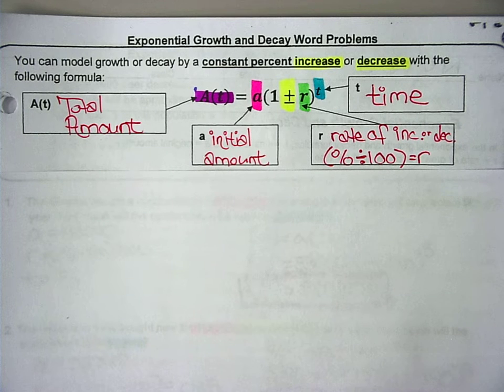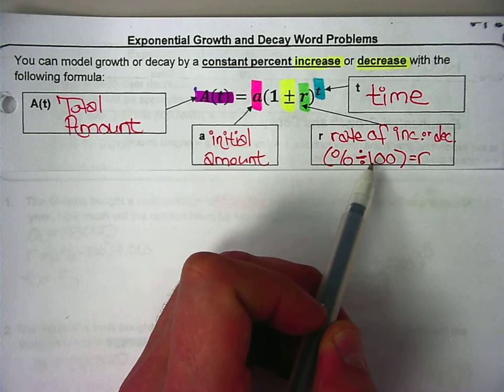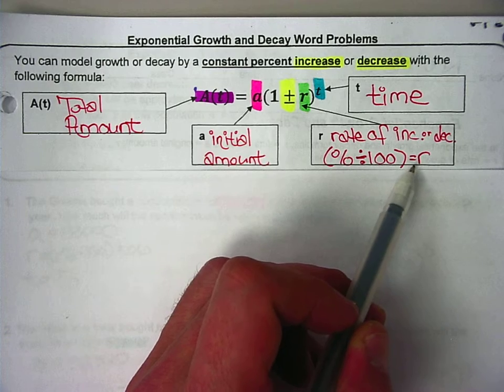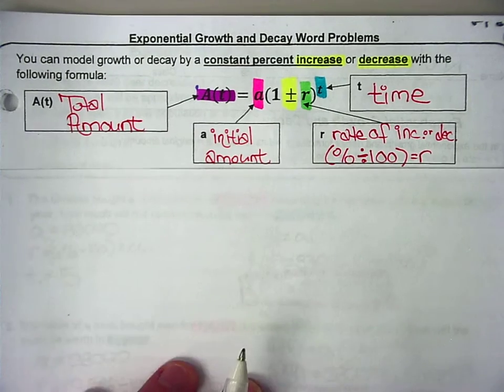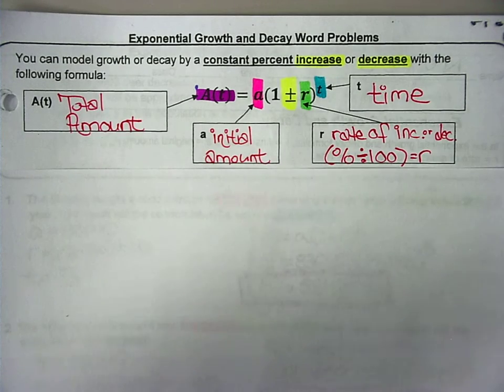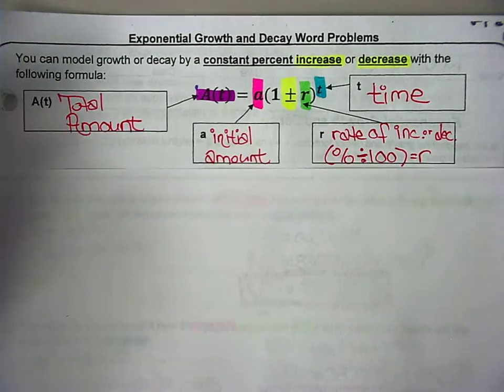R stands for the rate of increase or decrease. It's given to you as a percent most of the time. And when it's given to you as a percent, you must divide it by 100 to turn it into a pure decimal in order to plug it into the equation. And t is your time interval, usually years, it could be days, weeks, depending on what your word problem gives you. So as we read the stories, pay attention to the color-coded pieces, they all correlate to each part of this equation.